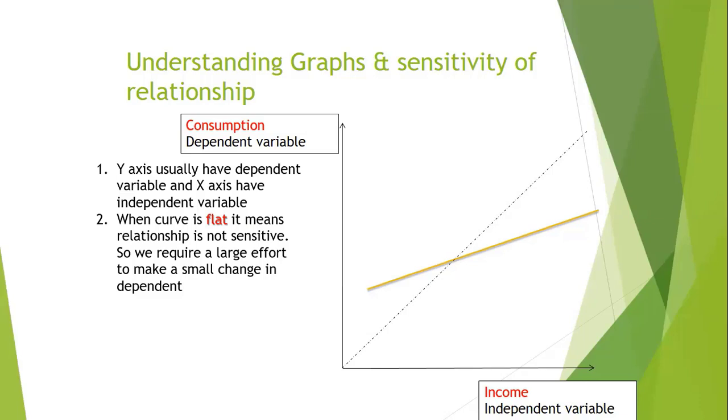So when a curve is flat, it means the relationship is not that sensitive. Means कि जितना x change होगा y उतना change नहीं होगा, उससे कम ही change होगा. मैं example अभी बताता हूँ. So we require a large effort to make a small change in the dependent variable. यानी when the line is flat, ज़्यादा x change होगा, y थोड़ा change होगा. तो अगर हमने y को ज़्यादा change करवाना है, तो x को बहुत ज़्यादा change करना पड़ेगा. Why? Because their conversion rate is very small. It's less sensitive. ठीक है?